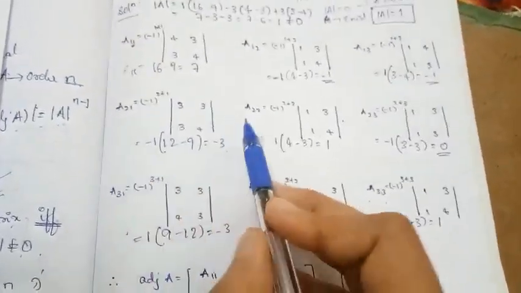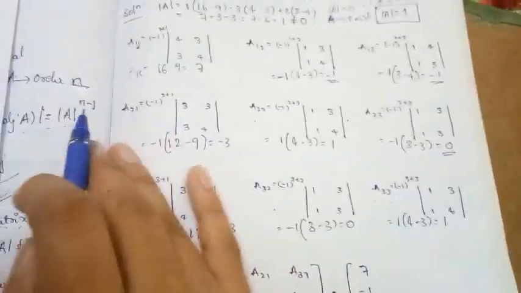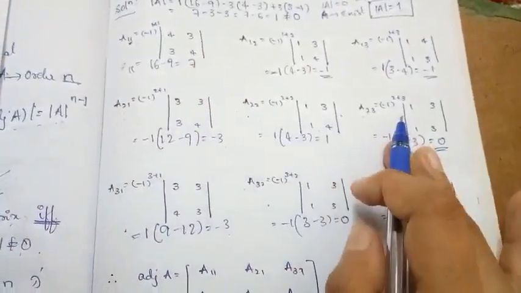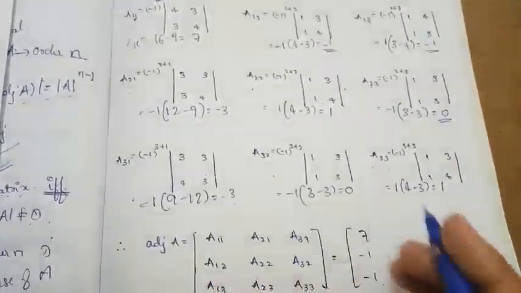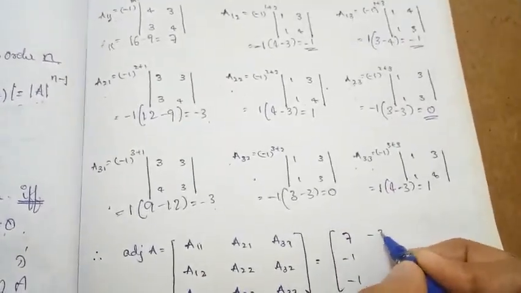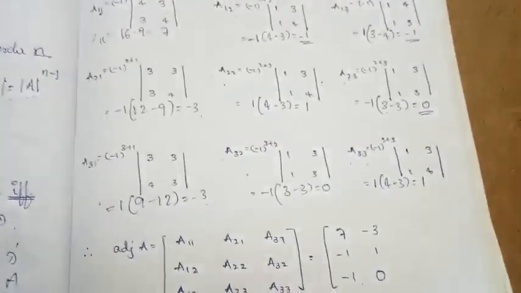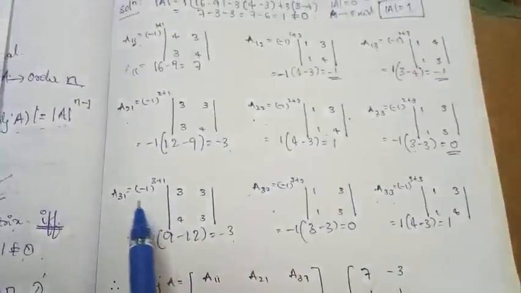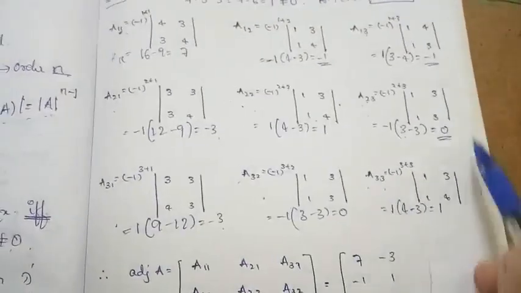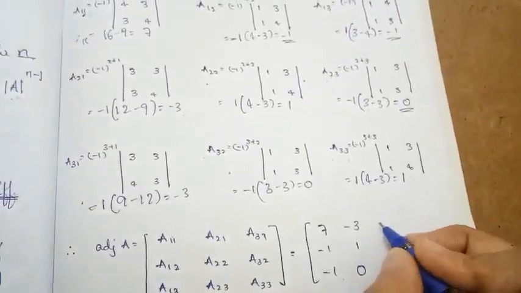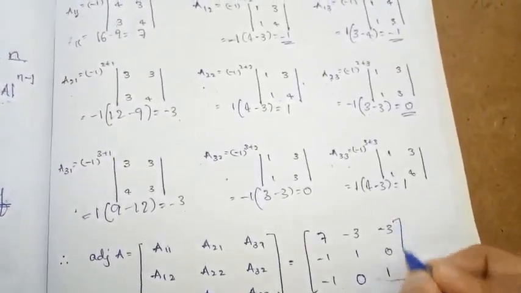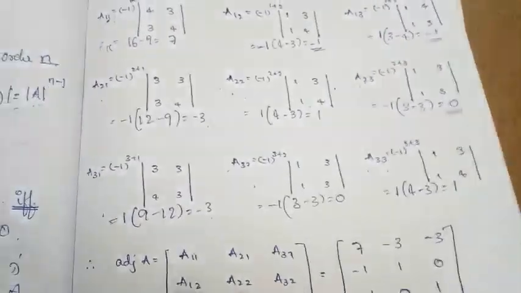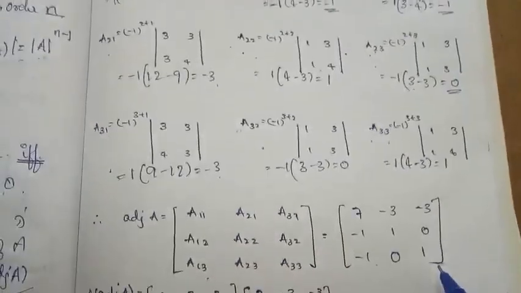Then A21, A22, A23, which are the cofactors of the second row, become the second column when we are writing the adjoint. So it becomes -3, 1, 0. Then again, the cofactors of the third row, that is A31, A32, A33, become our third column, that is -3, 0, 1. This is how we write the adjoint of a matrix.